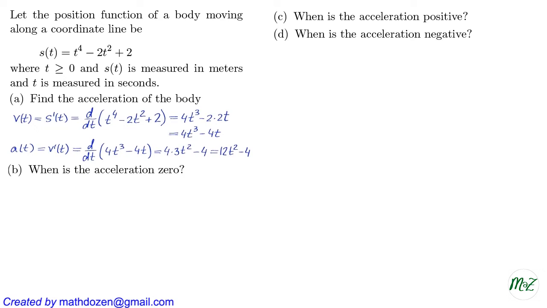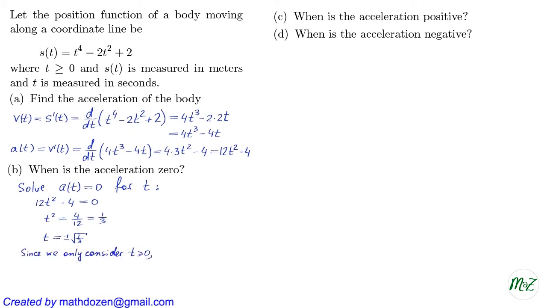To answer the next question, when will acceleration be 0? So when refers to time. So we're going to set acceleration equals 0 and solve for time. We have 12t squared minus 4 equals 0. So solving that for t squared gives us that t squared is equal to 4 over 12, which is 1/3. So then t is going to be equal to positive or negative square root of 1/3. And since we only consider positive time, the only useful value to us is square root of 1/3, the positive quantity. So that's when acceleration is going to be 0.